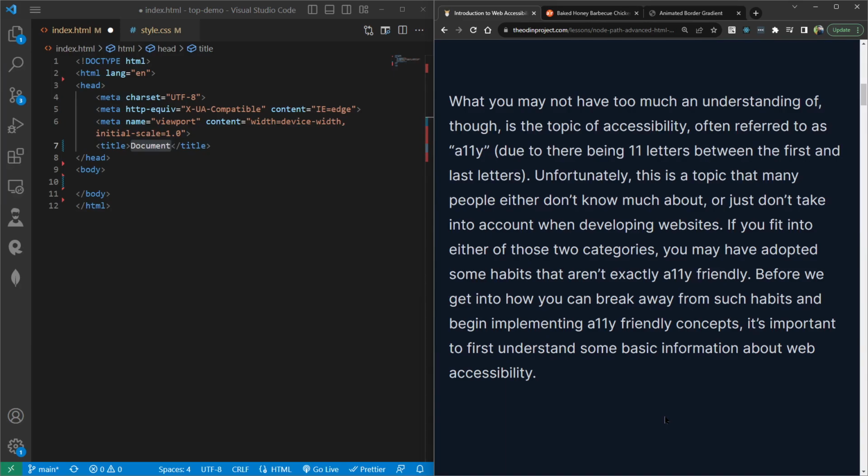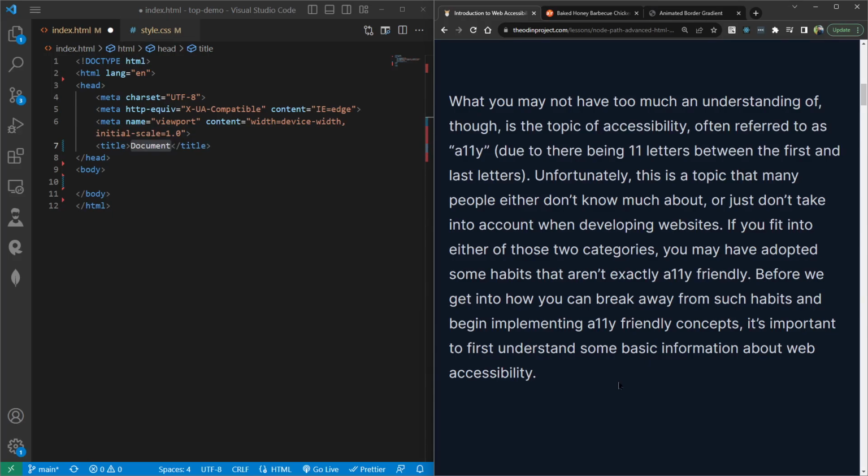So we generally do this with web topics: internationalization, I18N, localization, L10N. That is what we do with all the big words. So this is accessibility. Accessibility is A11Y.